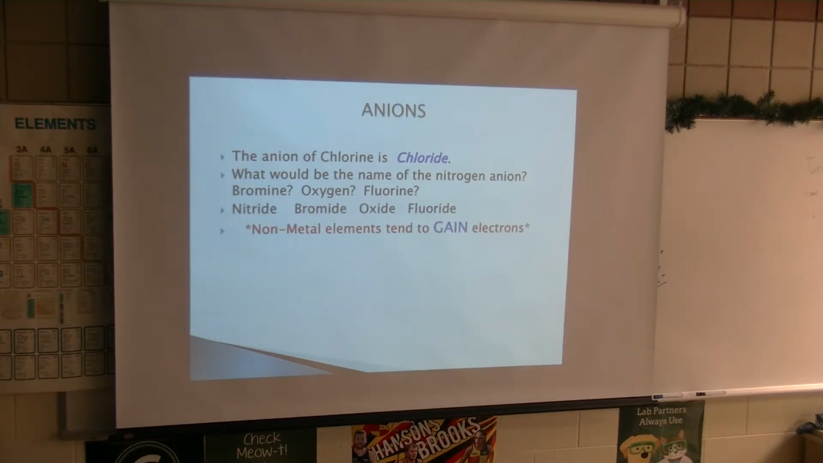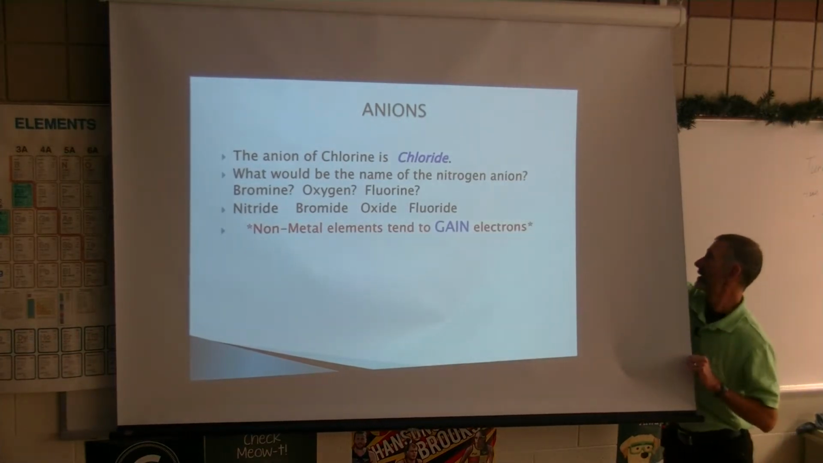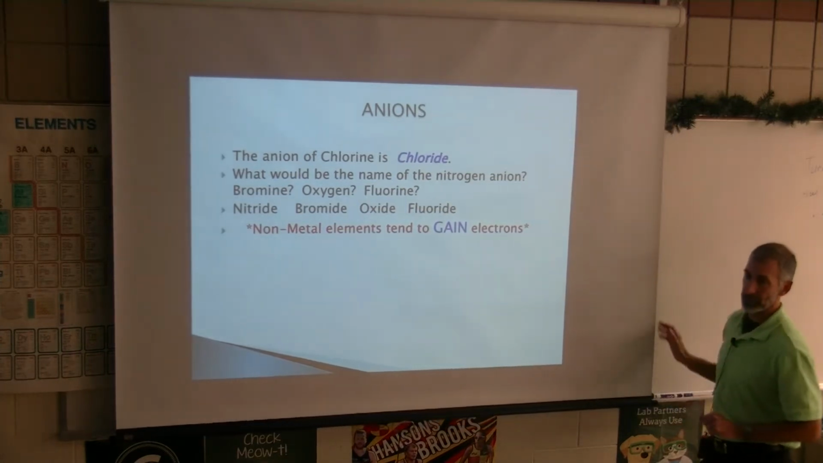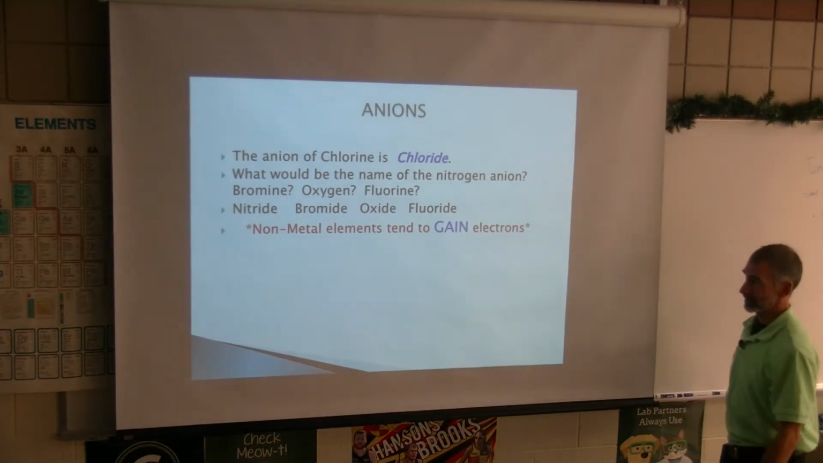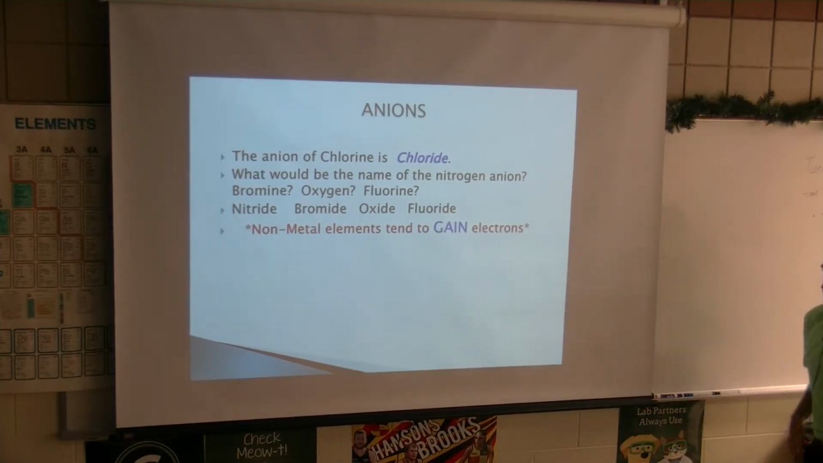All right, some more connections here. Non-metal elements are going to tend to gain electrons. Eventually we'll understand why they do that and answer Lexi's question of why they have certain charges. So your nonmetals are going to tend to gain electrons. These would become your anions.